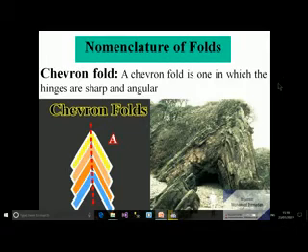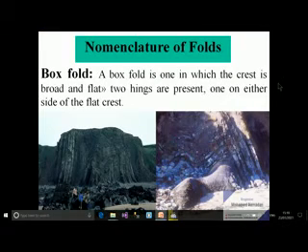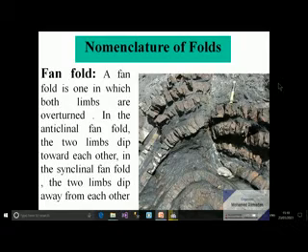Chevron fold. A chevron fold is one in which the hinges are sharp and angular. Box fold. A box fold is one in which the crest is broad and flat. Two hinges are present, one on either side of the flat crest.